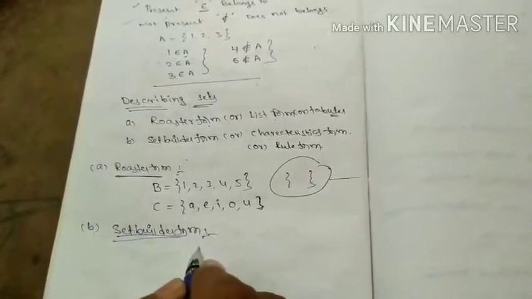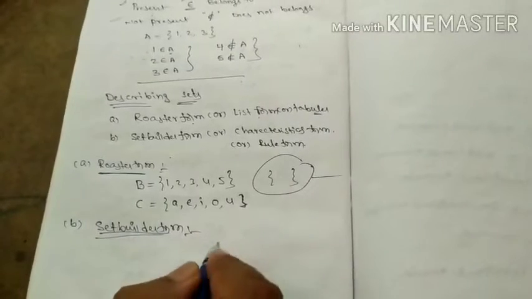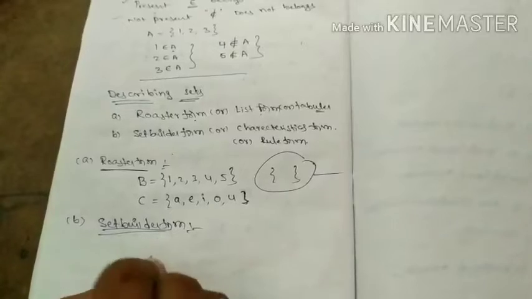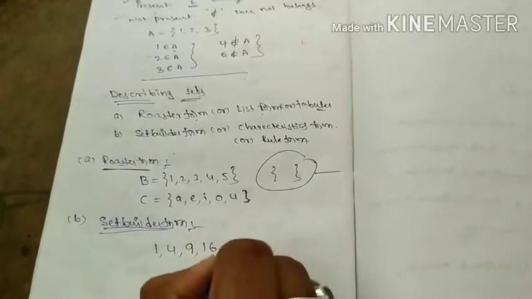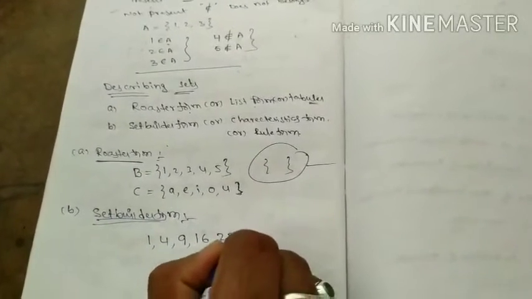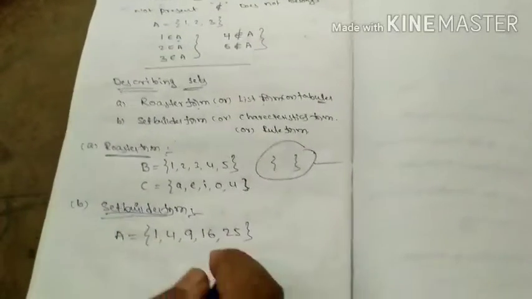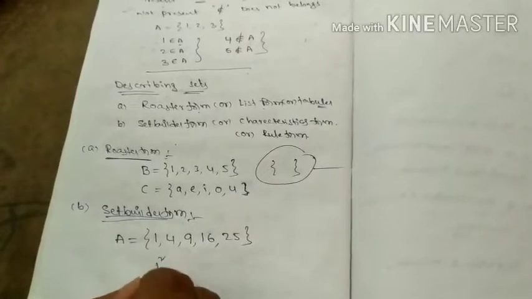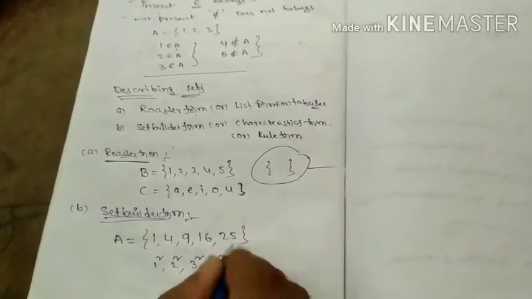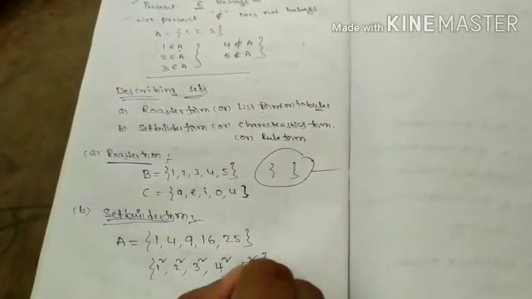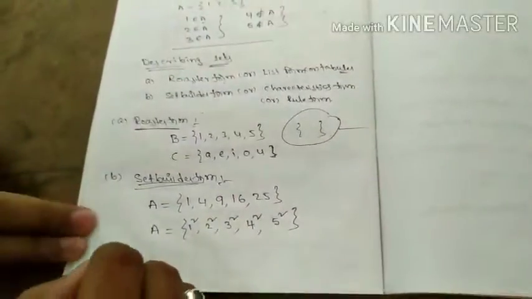Set builder form is used when all the elements of the set possess a single common property. For example, 1, 4, 9, 16, 25. Suppose here 5 elements are there. These 5 elements have a common property. 1 is written as 1 square, 4 is written as 2 square, 9 is written as 3 square, 16 is written as 4 square, 25 is written as 5 square. What is the common property? Perfect squares.